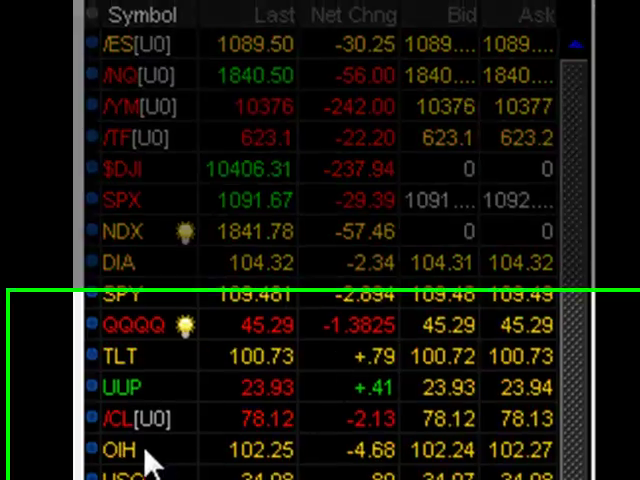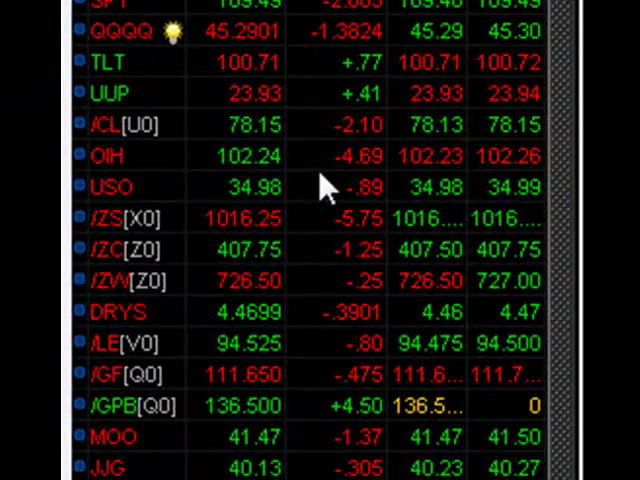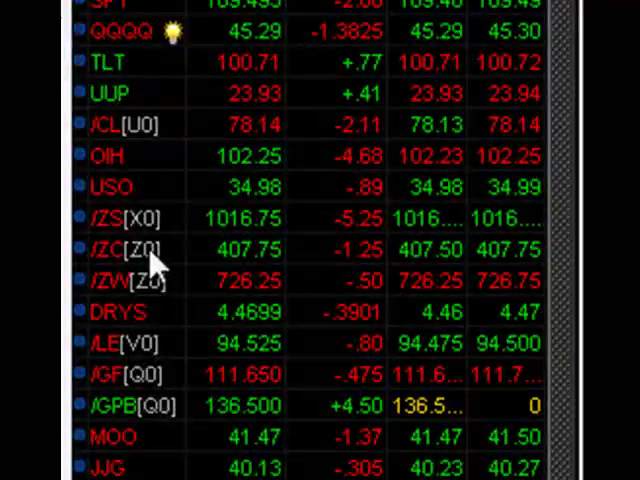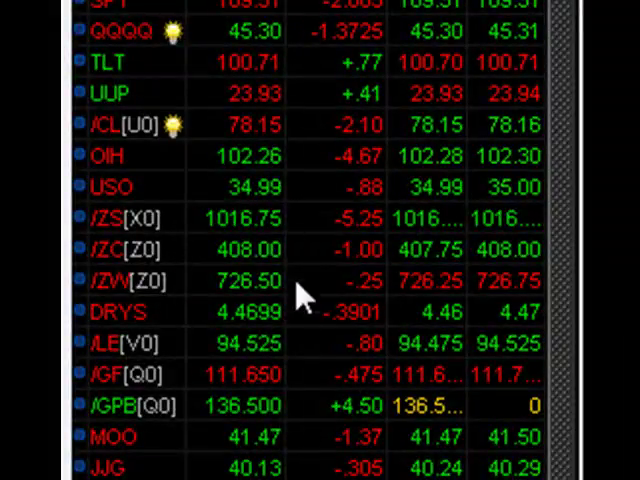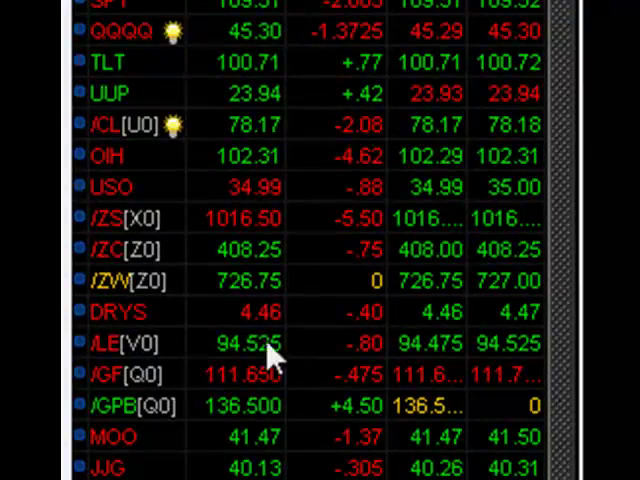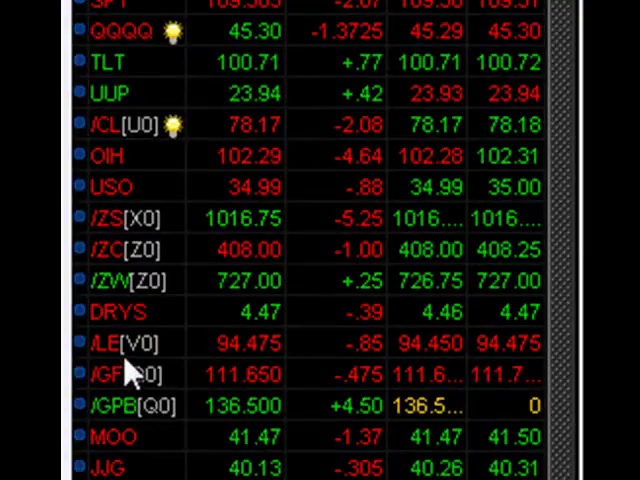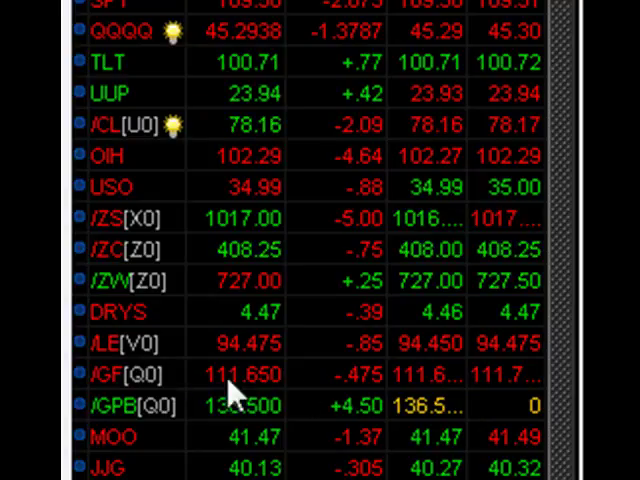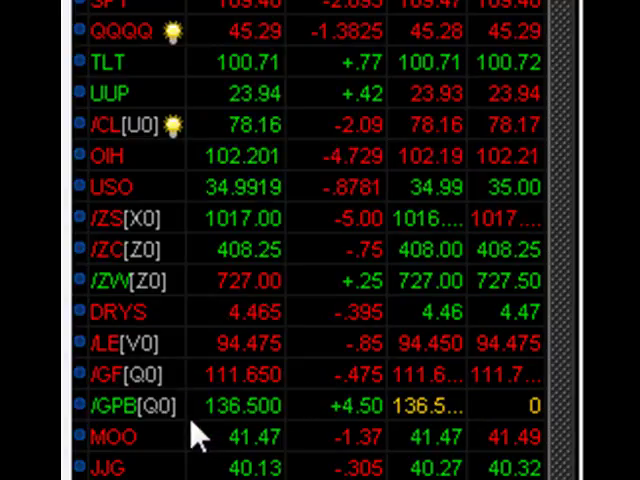But then when you come down here, you see crude oil is down. The ETFs, OIH and USO for crude oil, are also down. Look at your commodity space. Here's soybeans, corn, and wheat, all down. Here's your Baltic Dry Index counterpart, which is dry shipping, DRYS, down. Here's your lean hogs, meat, down. Here's your live cattle, down. Only thing that's up is your pork bellies hitting all-time highs.